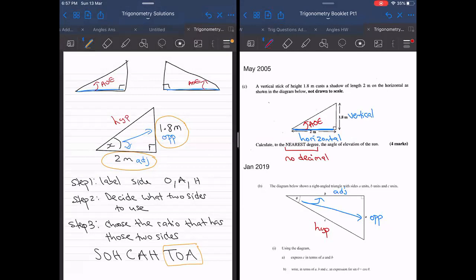So again, for a question like this, you've been asked to find the angle. You want to label your opposite, adjacent, hypotenuse. That's always first. Step 2, decide what 2 sides you're going to use. In this case, I wouldn't use the hypotenuse because I don't know it. So why not just use the 2 sides that I do know? I mean, you could use Pythagoras Theorem and find the hypotenuse, but again, unnecessary work when you are in a timed exam. So you always have information about 2 sides, use those 2 sides. Then you're going to choose your ratio based on the 2 sides that you have.